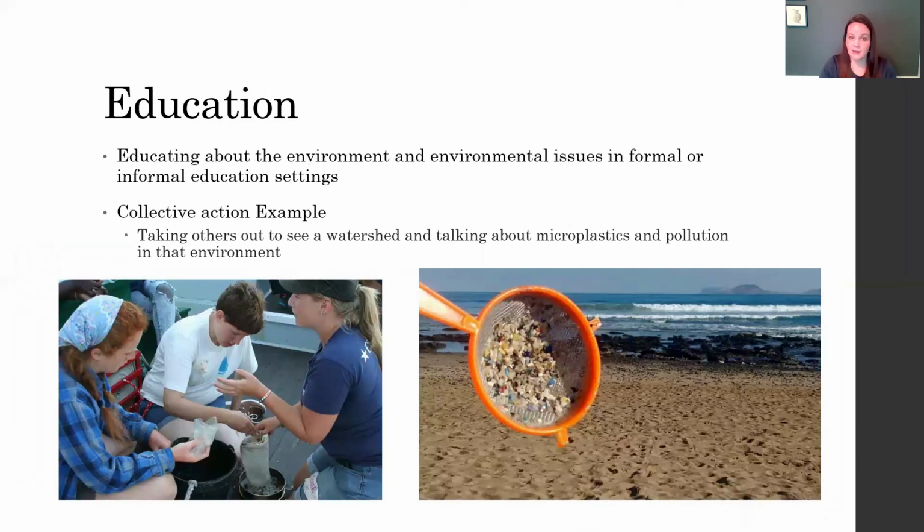Another one is education. So educating about the environment and environmental issues, talking about the impacts of pollutants, talking about the impacts of plastics on an ecosystem or animal, or some of the watersheds. So this group of students actually went out to look at the watershed, and while they were there, talked about microplastics in their environment. So kind of putting that information out there, getting it available to people so they really know what's happening with some of these plastics.